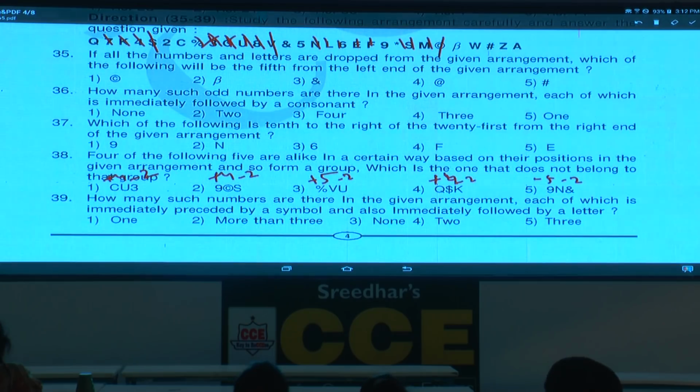Yes, any answer to this one? First one, why is it the first one here? All are 2 letters and 1 digit. The last 4 options have numbers. Okay, in the last 4 options there is a symbol, in the first option there is no symbol.